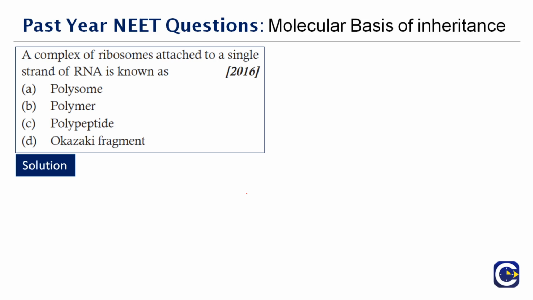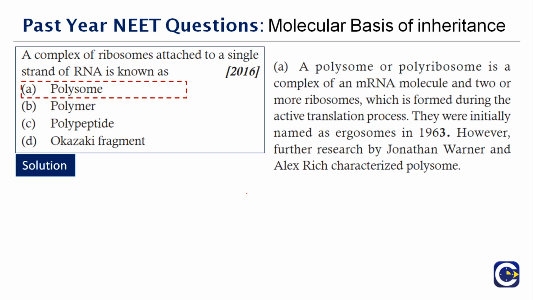A polysome or a polyribosome is a complex of an mRNA molecule and two or more ribosomes, which is formed during the active translation process. They were initially named ergosomes in the year 1963. However, who named it polysome? It was Alex Rich who characterized it and gave the name polysome. Therefore, the right answer is option A.